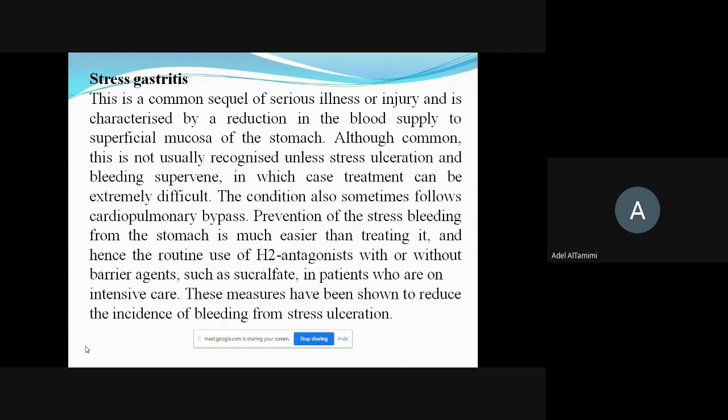قبل شويه قلت لكم الايرلي gastritis might be complicated with ulceration and ulceration might bleed. هذول نعرف من عندهم صار stress ulceration وgastritis من البليدنج، يصير عندهم هيماتيمسيس يعني vomiting of blood. This condition also sometimes follows cardiopulmonary bypass.